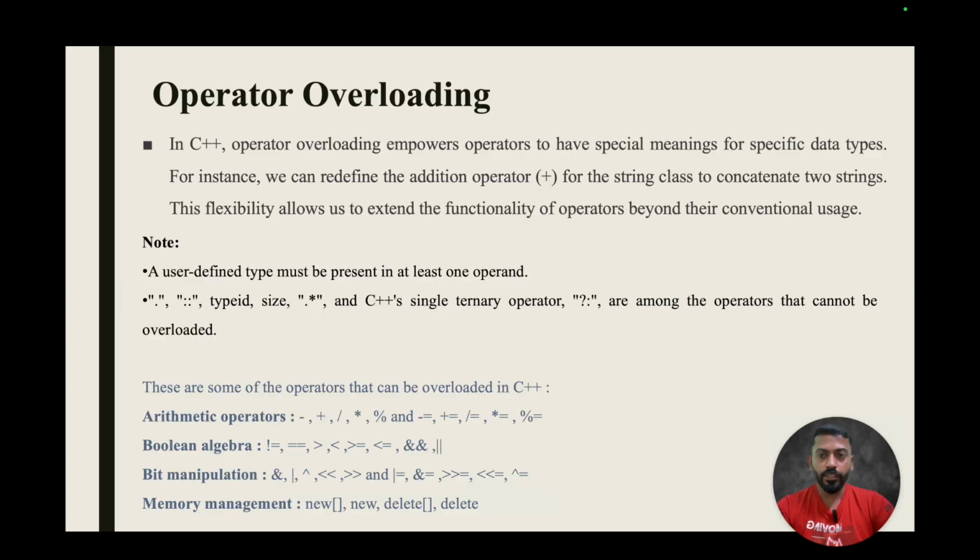Operator overloading in C++. Operator overloading empowers the operator to have a special meaning for specific data types. For instance, we can redefine the addition operator plus for the string class so that it is considered as concatenation, and based on the position where the plus operator is placed, it will behave in a different manner. So this concept is called operator overloading.